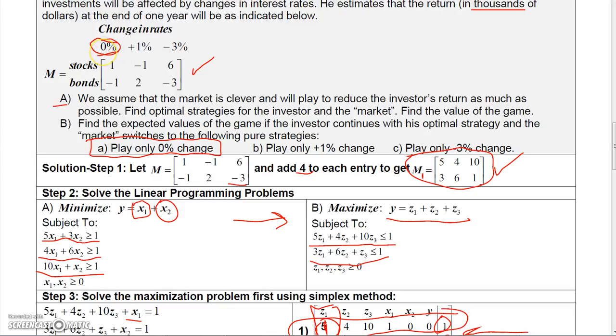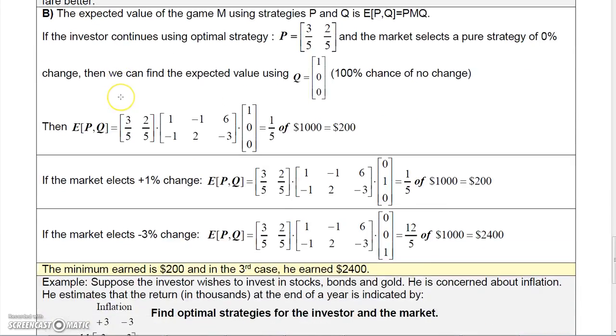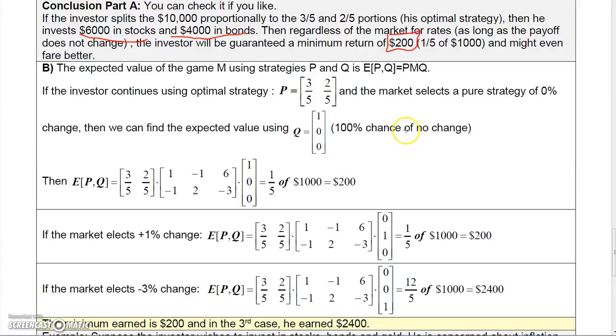So to get the 0% change, it's kind of interesting what we do since that's in the first column. What we're going to do to find the expected value, remember the expected value is P times M times Q. Well, we know P is 3/5, 2/5. We know M was this game matrix, and Q is going to be a column matrix where you have a 1 in the first entry because that's for the 0%. And if you multiply these three together, you get a single value, 1/5. So that means 1/5 of the $1,000, which is $200.